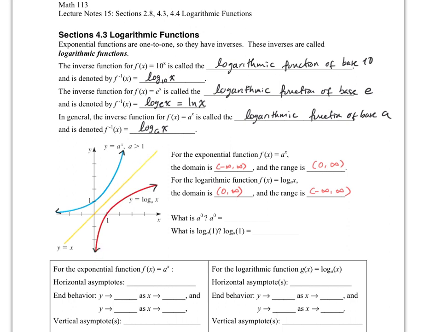Now we talked about this multiple times. Anything to the 0 power is equal to 1. Therefore the inverse of that is going to be 0. So log of 1, no matter which base, is always going to be 0. You can see that from the graph.